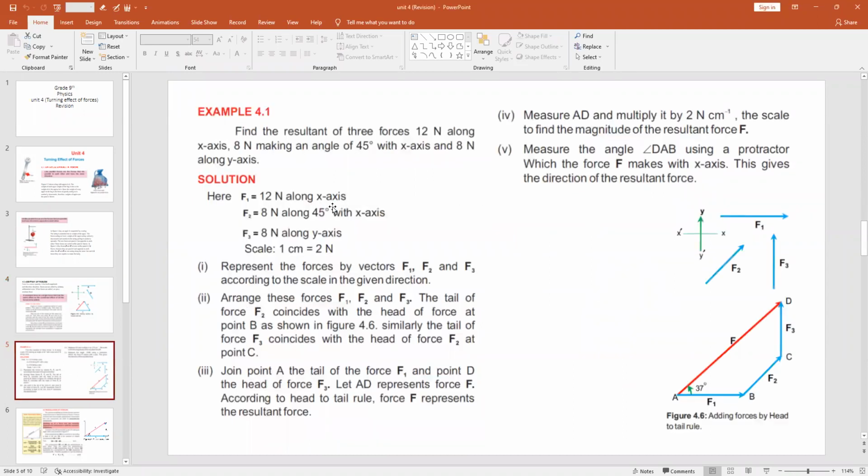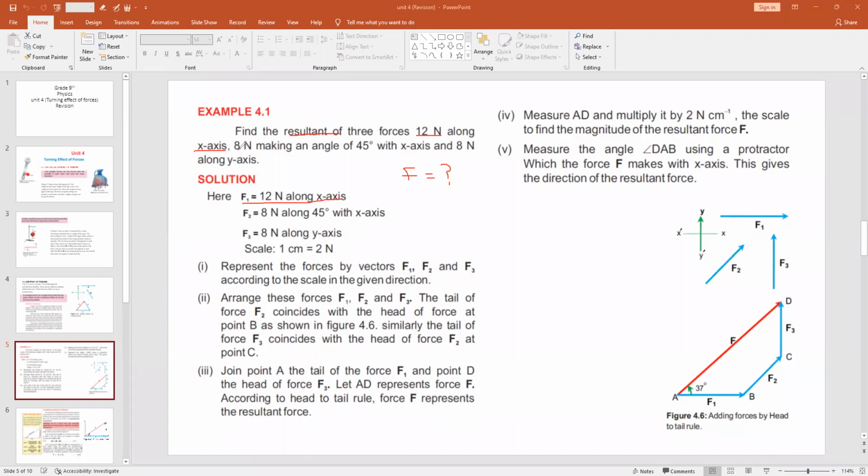Then you see example 4.1. In this example, the vectors are given to us. Find the resultant of three forces. We have to find the resultant vector R, or F, of three forces. Force one is given to us as 12 Newton along the x-axis. So we call this force F1 equals 12 Newton along the x-axis. The magnitude is given, and the direction is also given, that it lies along the x-axis.